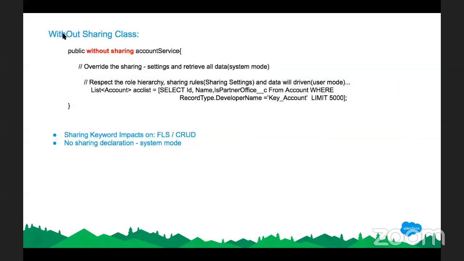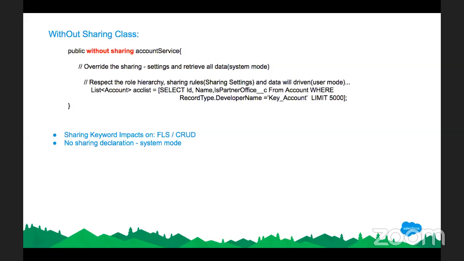Now let's go to the without sharing class. If you define the Apex class without sharing, it will run in system mode and retrieve all the data. So now the same query will return 400 records within the 10,000 overall account records. So this is the Salesforce beauty. By using the sharing keyword itself, you can restrict the records.